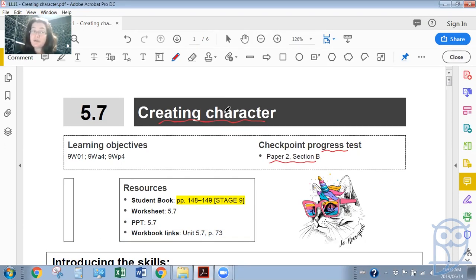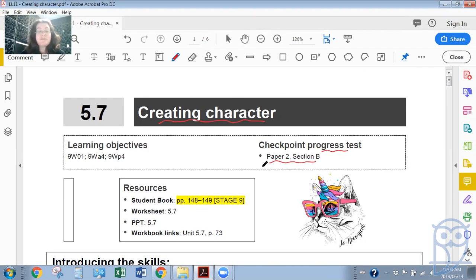Whether it's in a descriptive essay, because you can describe what a character looks like, for example, a superhero, and their attributes, their traits, or in a narrative essay, which is like a story. So you have to be able to create characters. This is a skill that you need to work on.